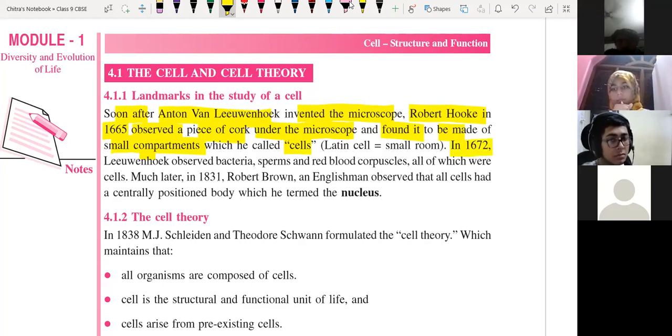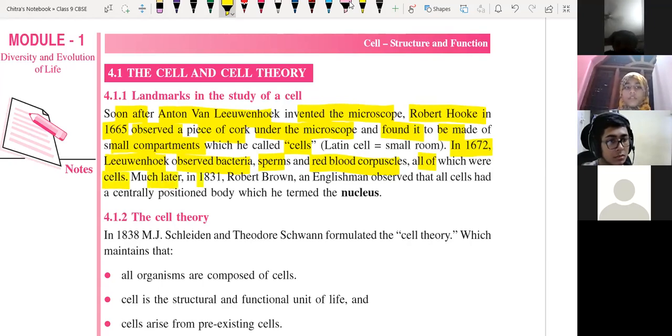In 1672, seven years later, Leeuwenhoek observed bacteria, sperm, and red blood corpuscles under the microscope. So we can say Anton van Leeuwenhoek was the first who observed living cells. Robert Hooke observed cells in 1665, but those cells were dead because he saw them in the bark of the tree.